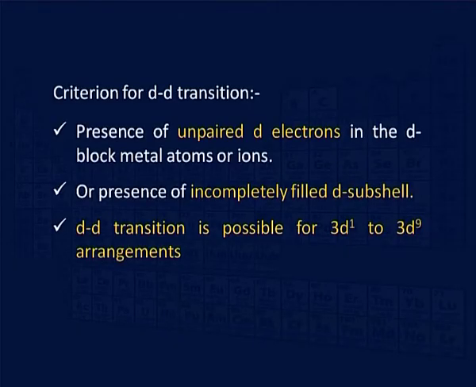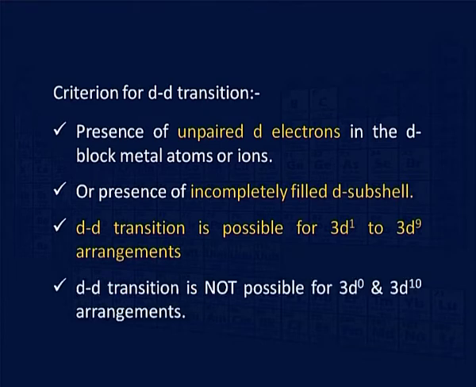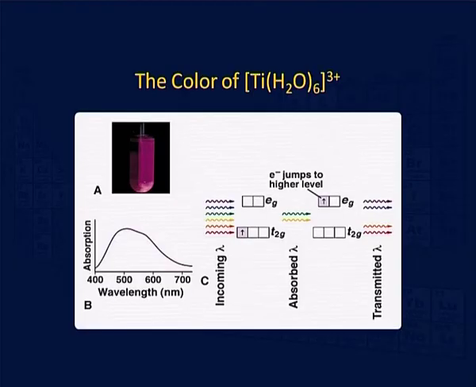However, if we have an electronic configuration from 3d1 to 3d10, then in all these cases d-d transition is possible, which gives a different color to these different transition metal ions. As we have seen, d-d transition is not possible in 3d0 and 3d10 arrangements. So, to account for the color of hexa aquo titanium 3 plus complexes, you can very easily say that titanium is in 3 plus. So, we have 1 unpaired electron. Now, what happened?